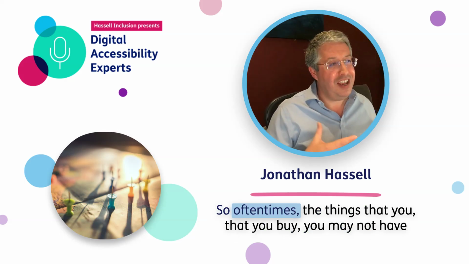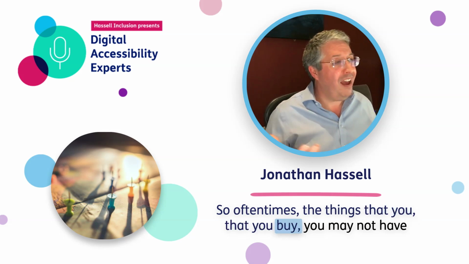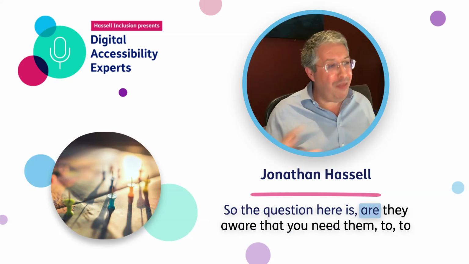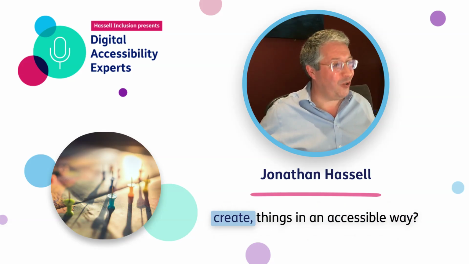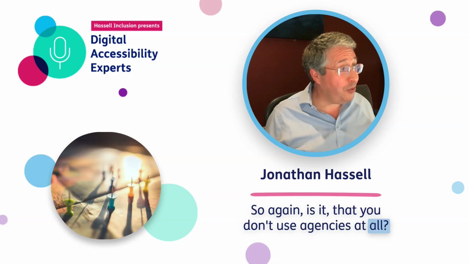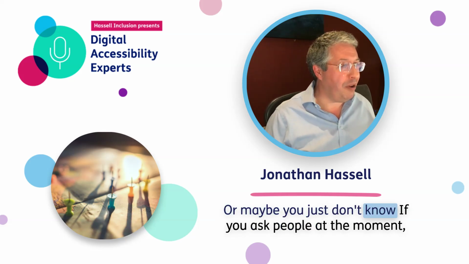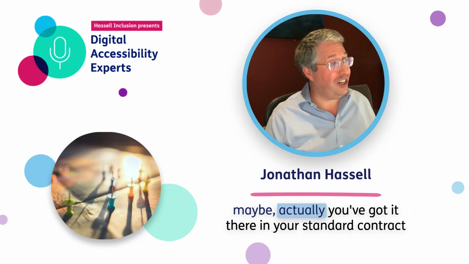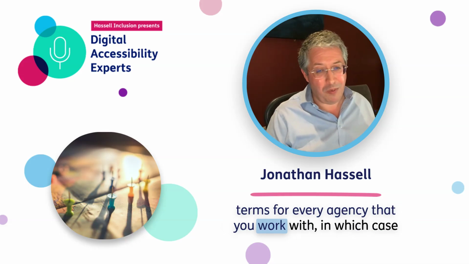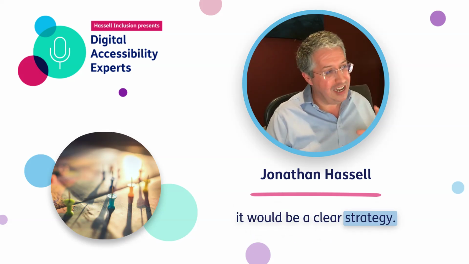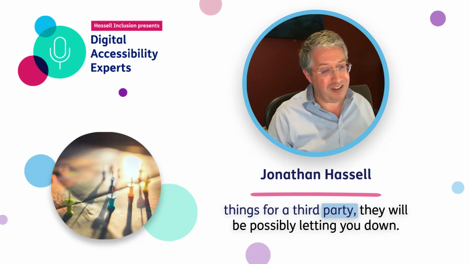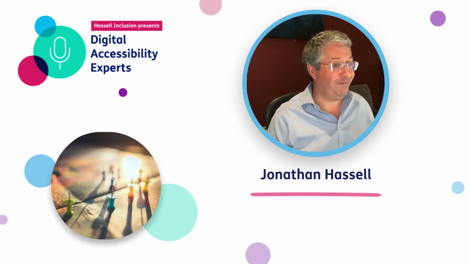Oftentimes the things that you buy, you may not have asked them to deliver accessibility. So the question here is, are they aware that you need them to create things in an accessible way? Again, is it that you don't use agencies at all? That's a possibility. Maybe you just don't know if you ask people at the moment. Maybe you've got it there in your standard contract terms for every agency that you work with, in which case it would be a clear strategy. But if you don't have that in place every time, and it's not you creating things but a third party, they will possibly be letting you down.